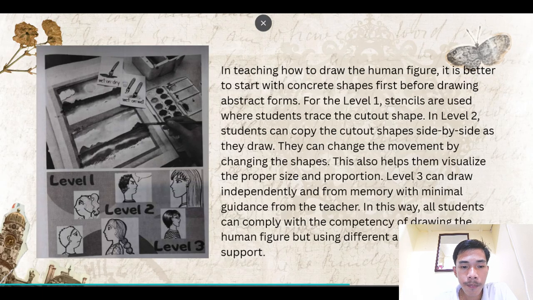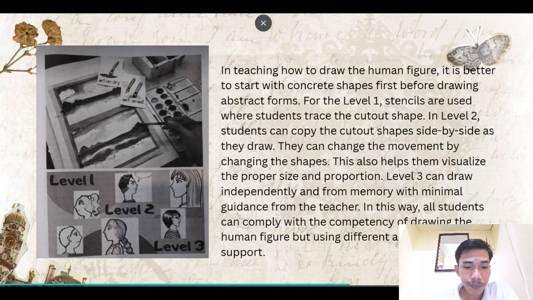So in level 1, students use stencils or cut-off shapes. They simply trace the shape, making the activity easier for beginners or students who need more guidance. In level 2, students no longer trace a shape. Instead, they copy the cut-off shape while looking at it. This helps improve observation skills, coordination, and understanding of size and proportion.